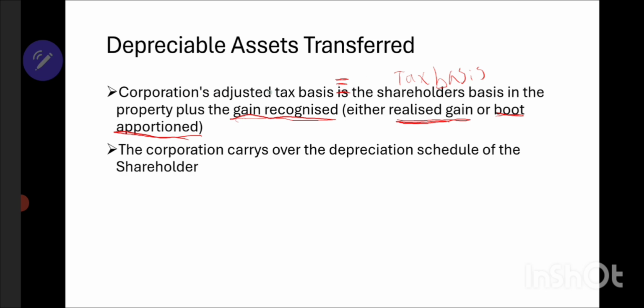So the corporation's adjusted tax basis is the shareholder's basis, the tax basis in that property, plus the gain recognized or boot apportioned. Whichever one we chose when we did that. Remember, it was the lesser of. Now, the corporation carries over the depreciation schedule of the shareholder. And that's just a fact. That's all that we need to know.